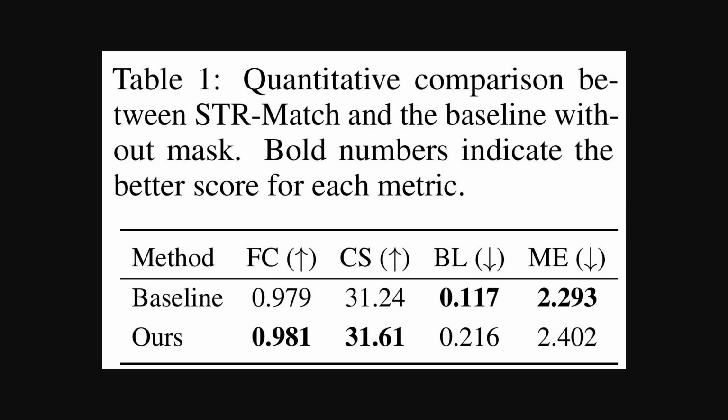Moving from the visual examples to the hard numbers, this table gives us a quantitative look. It compares their method against a baseline across 4 key metrics. First, their method scores higher on frame consistency and CLIP similarity, meaning the video is smoother frame to frame and better matches the text prompt. Then we have scores for background and motion errors, where lower is better. The results here show a slight trade-off. The model prioritizes a high-quality, consistent edit, even if it introduces tiny changes to the background or motion.